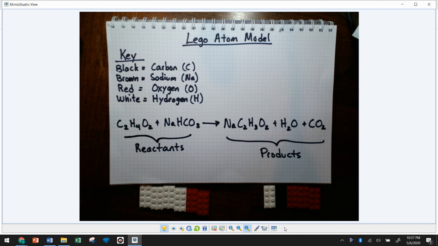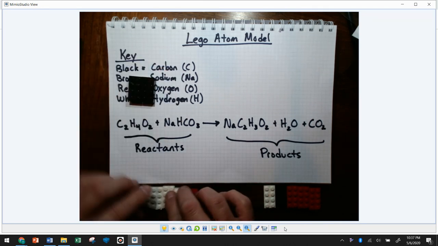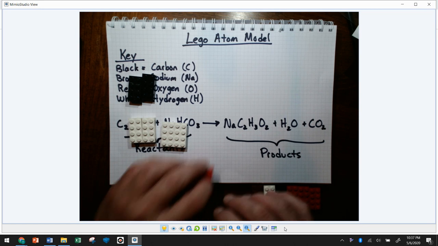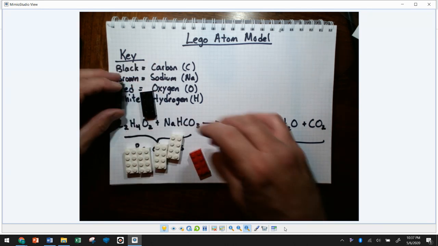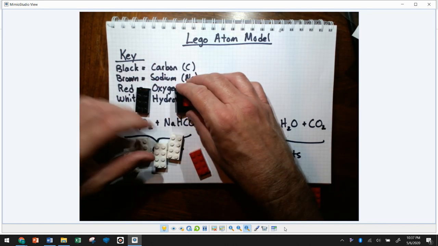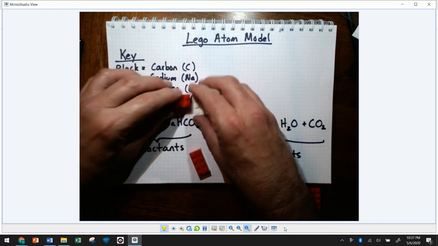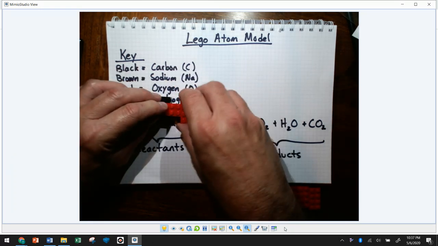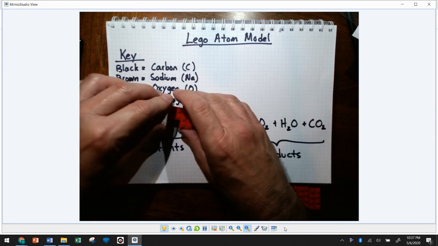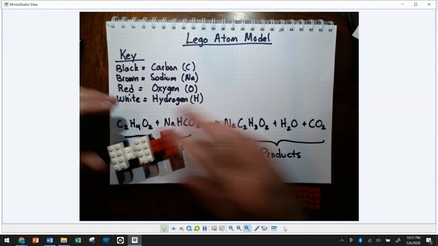So I'm going to build the molecule with 2 carbon, 4 hydrogen atoms, and 2 oxygen. And I'm going to bind them together just like they do in the actual molecules. The atoms are attracted to each other and form bonds. So this is going to represent our vinegar molecule.